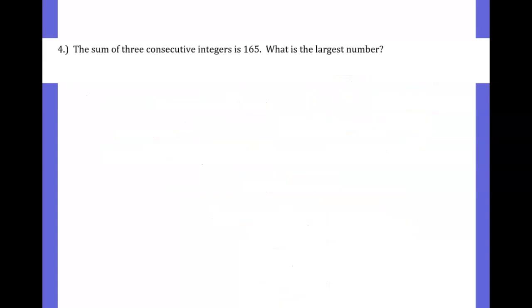Looking at number 4, the sum of 3 consecutive integers is 165. What is the largest number? Well, consecutive is important that you understand that. Consecutive means one after the other. So 1, 2, and 3 would be consecutive. 7, 8, 9 would be consecutive. 101, 102, 103 would be consecutive. We have an infinite number of consecutive integers.